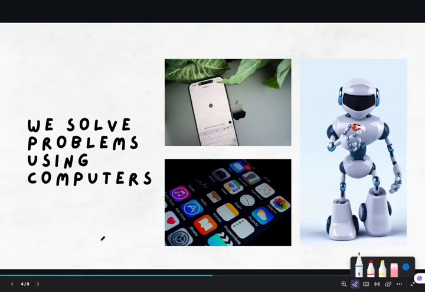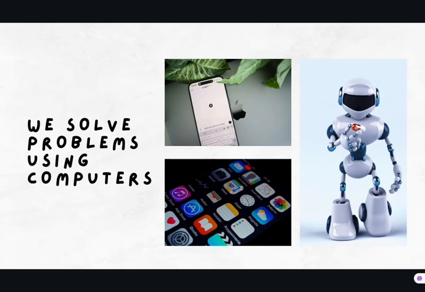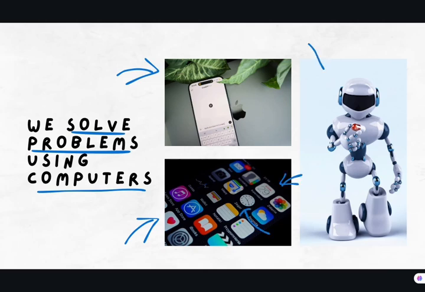Okay, so what is it that CS students actually do? Well, we solve problems using computers. Sounds simple, right? So you can see in these images, what is this? Well, you all know that's ChatGPT. It's something that we cannot live without these days. And what are these? These are applications. And what is this? That's a friendly robot.